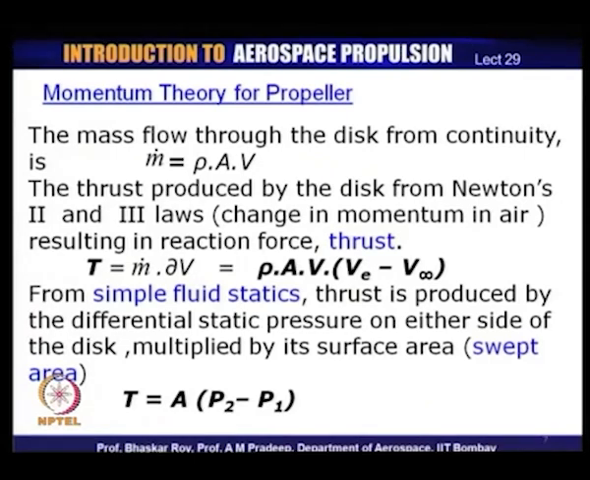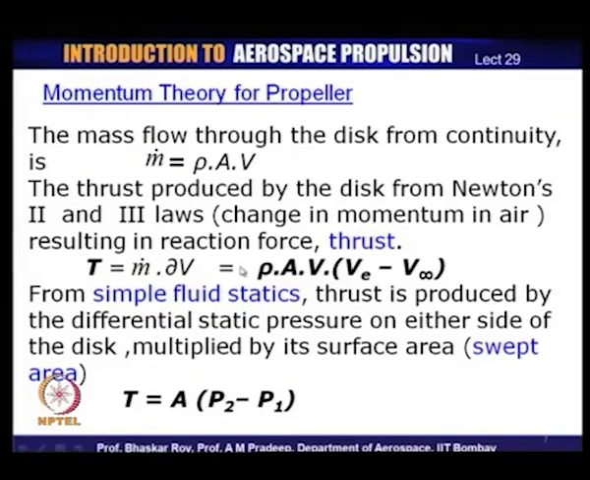Now, the thrust produced by the disk, from Newton's laws that we have done before, because of the change in momentum in air, would be available from the momentum change, and that reaction which normally gives us the thrust would be in terms of rho A V, which is the mass of air. A and V can be taken anywhere in that domain, and the change across the entire domain is from V infinity to V e, and that gives us the thrust. Now, this is the momentum method of estimating thrust.